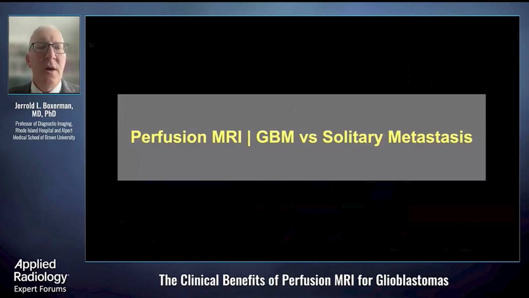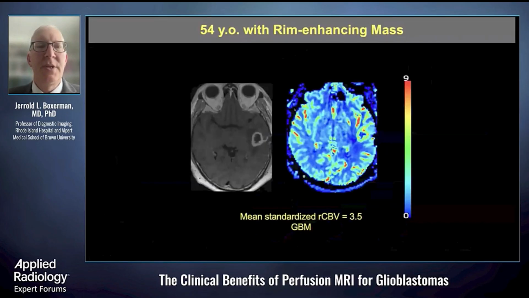Okay, so now we're going to turn to an example of how perfusion MRI can help distinguish a high-grade glioma from a metastasis. And here's an example, again, that was submitted by Mark. And Mark, you want to share your thoughts on this case?